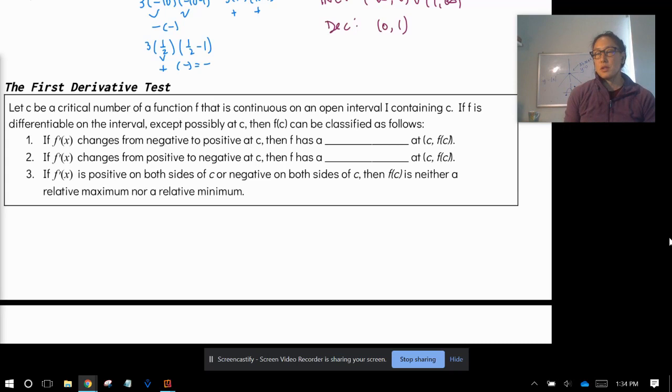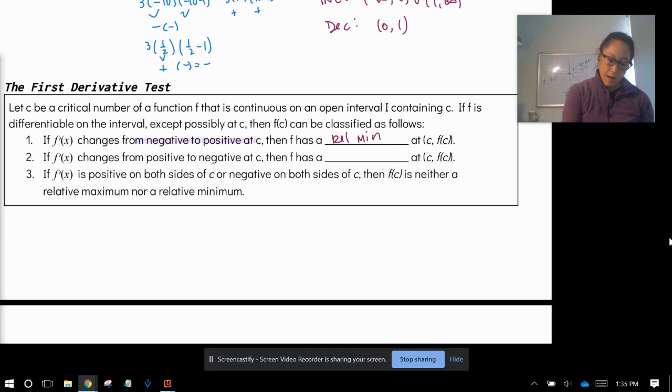Another thing that we can use the first derivative for, besides finding our intervals of increasing and decreasing, is to find the relative minimums and maximums. So if we let C be a critical number on a function that is continuous on an open interval, and it contains the point C, if f is differentiable on the interval, except possibly at C, then f of C can be classified as the following. So f prime of x changes, so there's two things. It changes from negative to positive at the C value, so from decreasing to increasing on f of x. Then f of x has a relative min at C comma f of C.